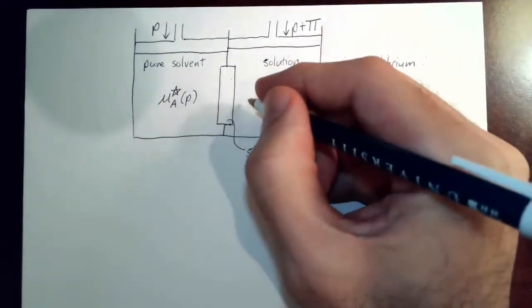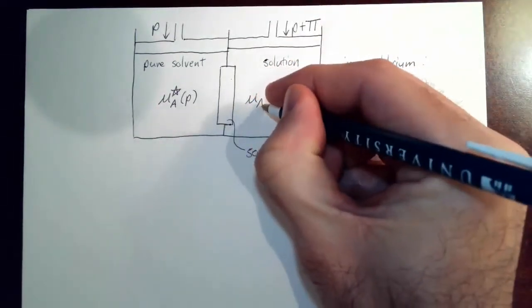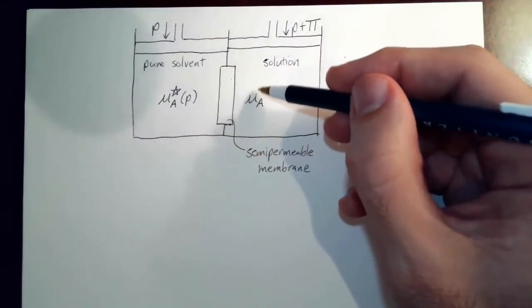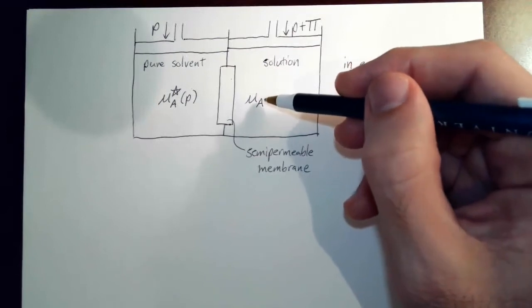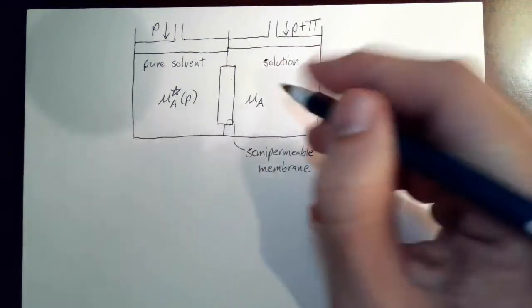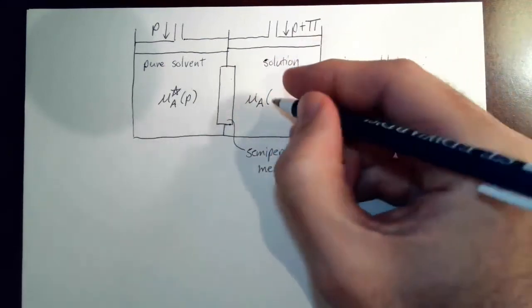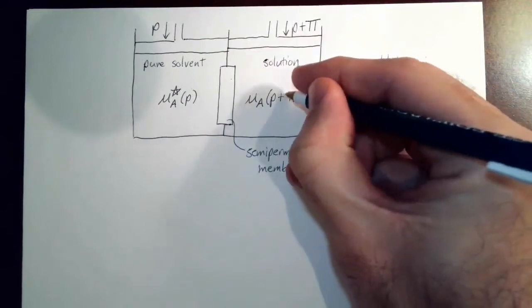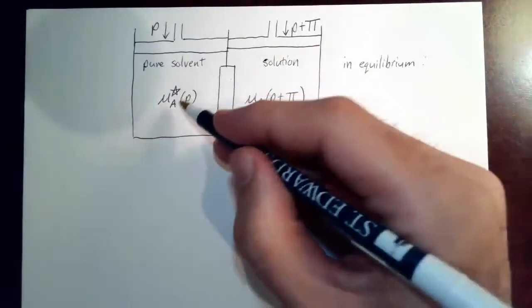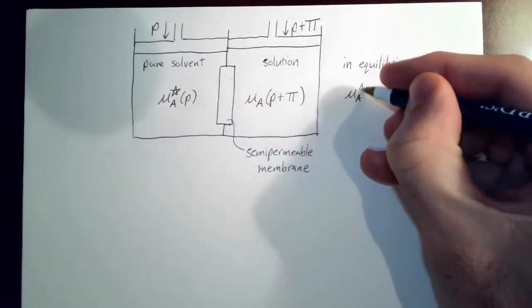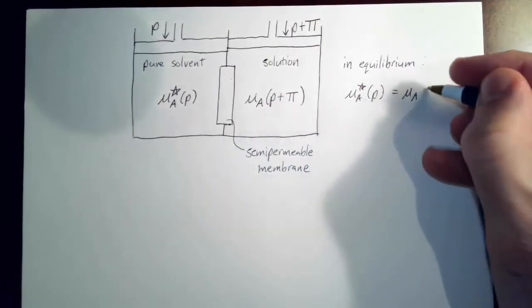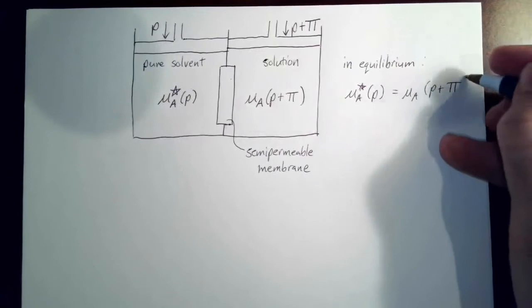On this side, we still have the chemical potential of the solvent that we're interested in, but it no longer gets the star because it's no longer a pure substance. It's now in a solution with a solute. And the pressure on this side is P plus pi. So in equilibrium, this chemical potential, mu A star at pressure P, is equal to this chemical potential, mu A, at pressure P plus pi.